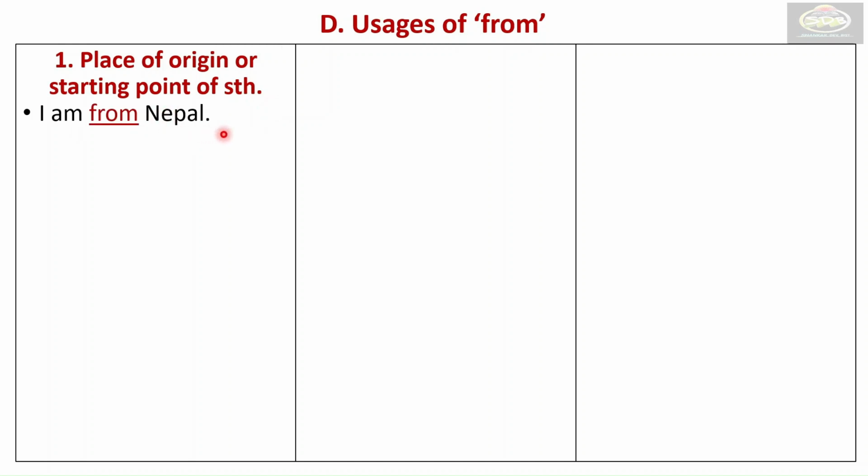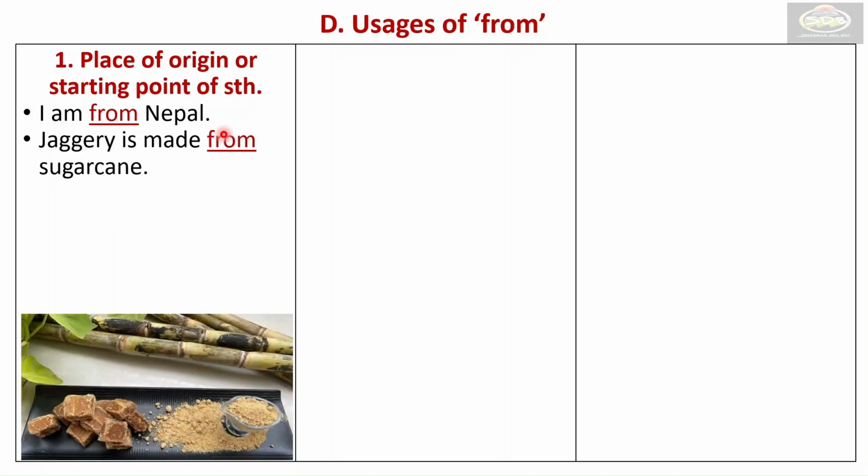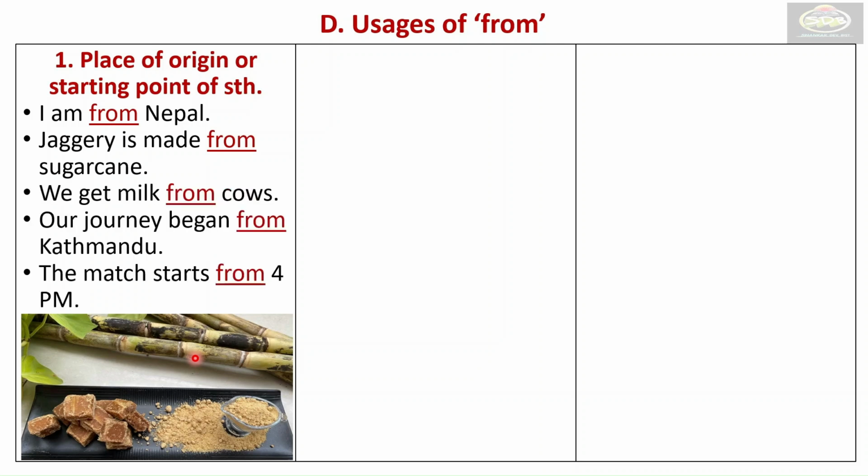Usages of from: place of origin or starting point of something, beginning point of something. For example, I am from Nepal. It means Nepal is my origin. I belong to Nepal. Jaggery is made from sugarcane. This is jaggery, which is made from sugarcane. The beginning point, the starting point of jaggery is from sugarcane. We get milk from cows. Our journey began from Kathmandu. The match starts from 4 p.m. In this way, to indicate any beginning point or origin, we use from.